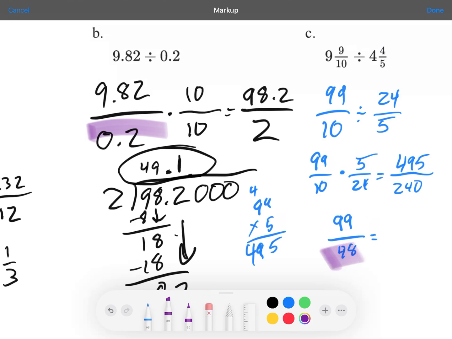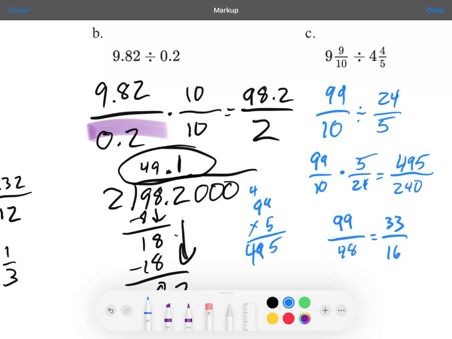4 plus 8 is 12. Is 12 divisible by 3? Yes. Then 48 is divisible by 3. Okay, so we will divide them both by 3. Then 99 divided by 3 is 33. And then 48 divided by 3 is, I think that's 16, I believe.